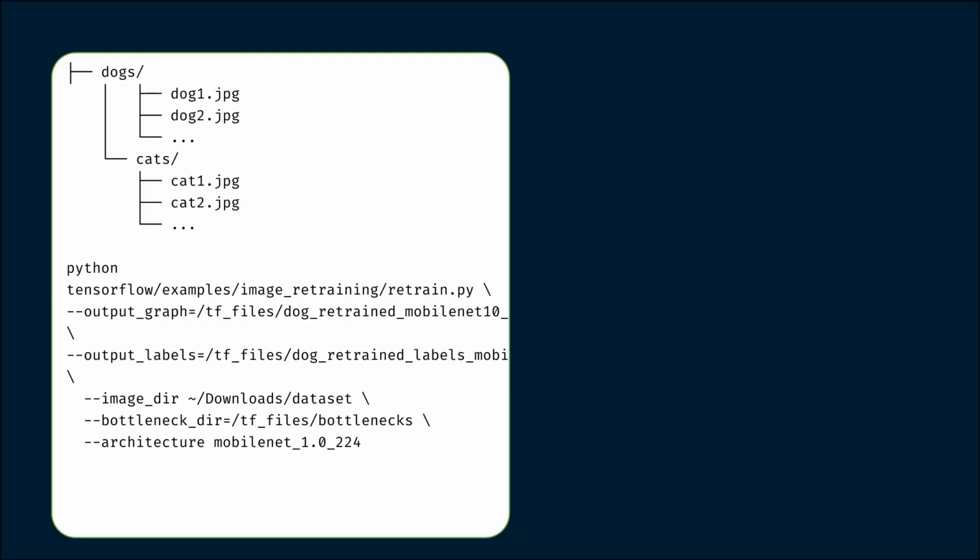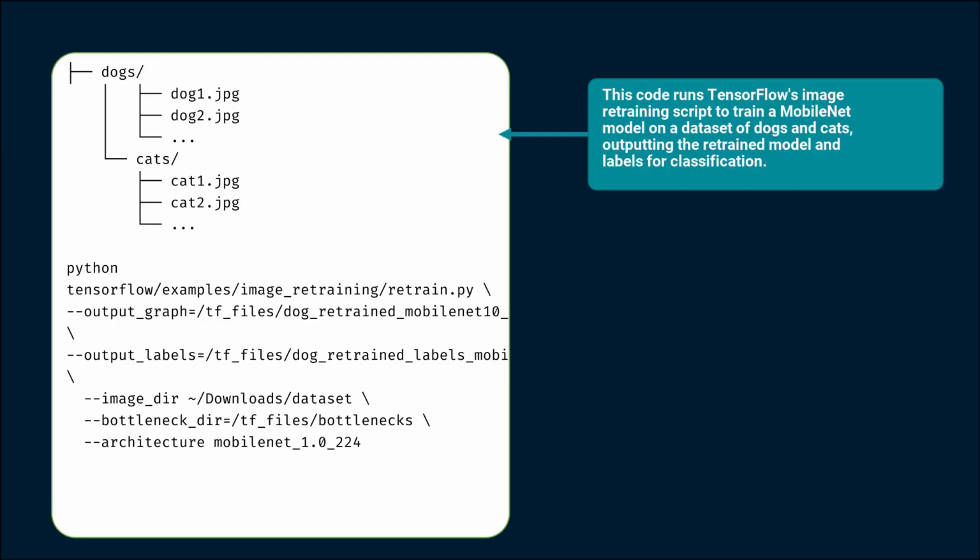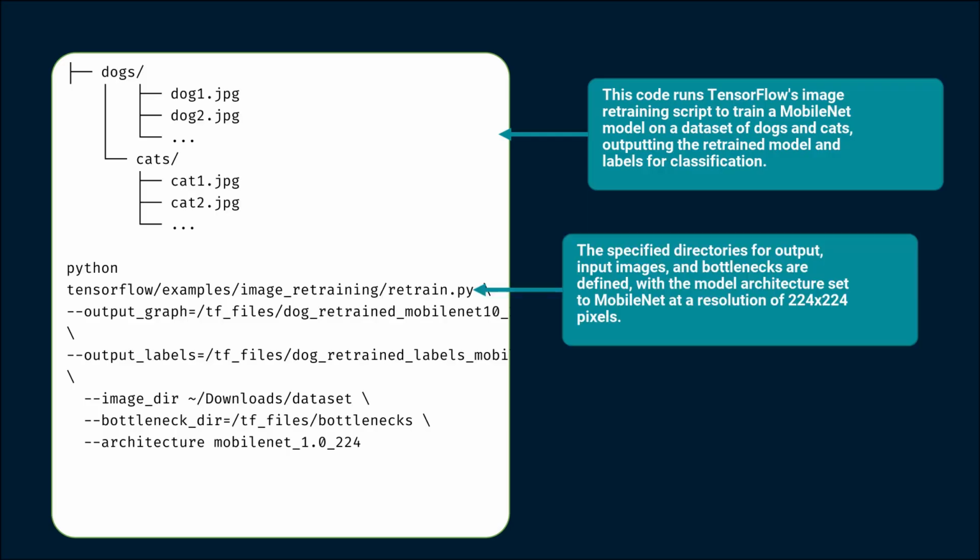Now let's take a look at how to structure your dataset for the Mobilenet model retraining process. As we discussed earlier, for the model to effectively learn, you need to organize your images into separate folders based on their respective classes. The directory structure shown in the example illustrates this organization clearly, with distinct folders for dogs and cats, each containing various images. This setup allows the retrain script to efficiently locate and process the images during training.